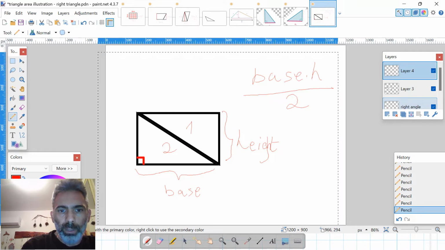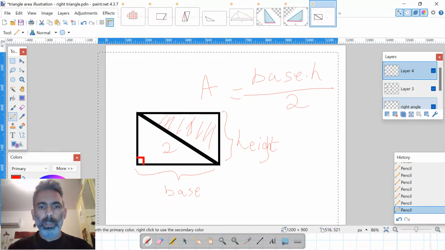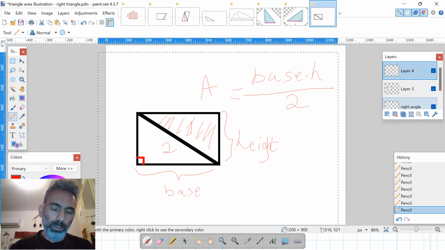So if we divide the area of the rectangle, which is combined from these two copies of the same triangle, divided by 2, we get the area of one of these triangles. Okay, so the area of a triangle is the base times the height divided by 2, and it gives us the area of a triangle.